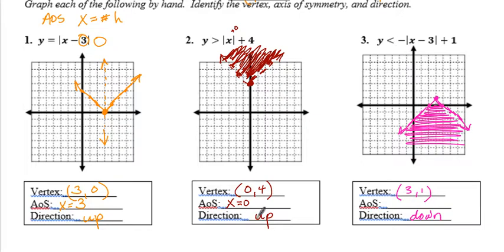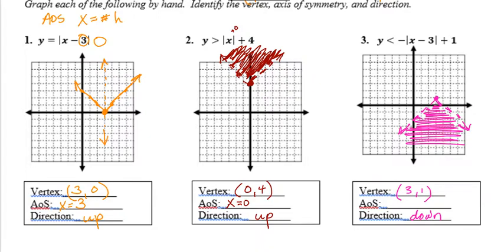Less than but not equal to means I have to take my eraser and make this a dashed line to indicate I never actually reach the line. So now I've got my graph. I am less than the graph but not equal to it. I'm shading down. I'm downward facing.